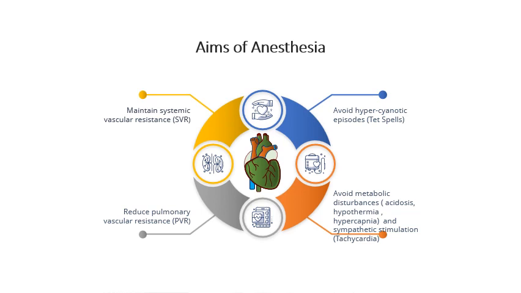The aims of anesthesia for surgery for tetralogy of Fallot are four components. First one is to maintain or increase the systemic vascular resistance, even by inotropes. Second one is to reduce the pulmonary vascular resistance. Milrinone is the most commonly used. Third is to avoid hypercyanotic episodes, TET spells, and avoid metabolic disturbances like acidosis, hypothermia, hypercapnia, and sympathetic stimulation causing tachycardia.